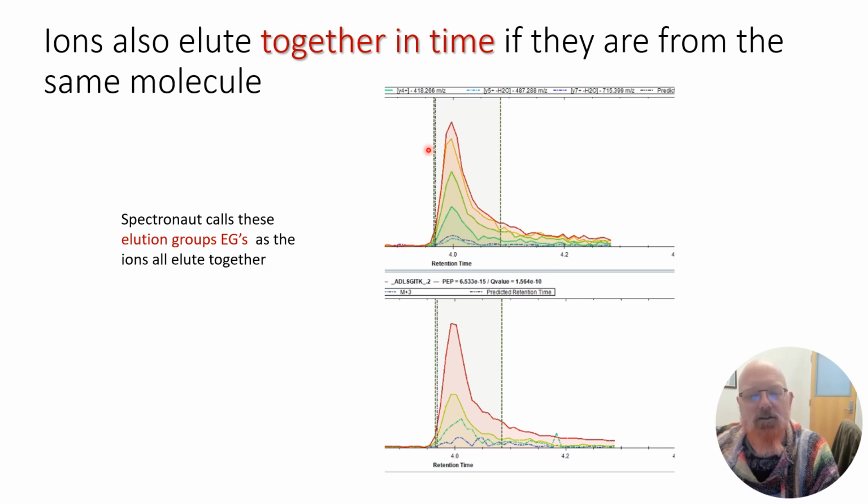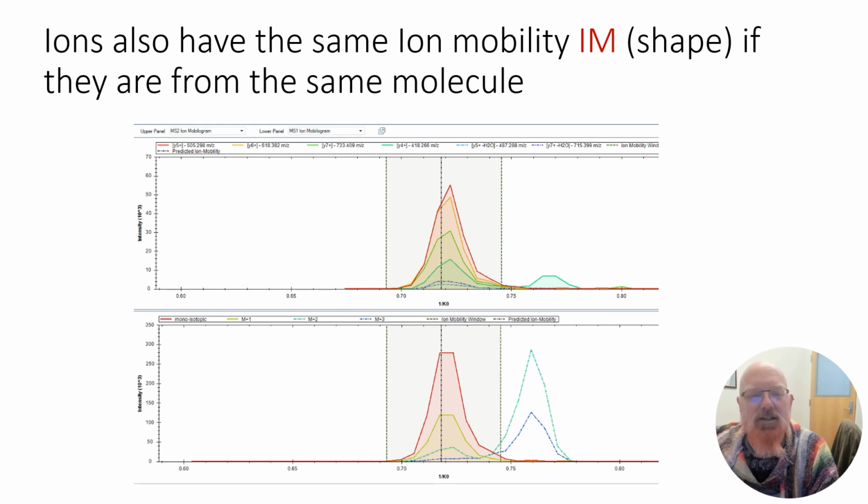So again, these elute in time. This would be the intact mass of the peptides. These are the fragment ions. And you can see because they're from the same molecule, they elute at the same time. This is what Spectronaut calls elution groups, because they're groups of ions all eluting at the same time. Pretty clever, huh? I don't know if anybody besides Spectronaut calls them elution groups, but I guess it's pretty apt, so that's kind of cool. Okay, so ions also have the same ion mobility if they are from the same molecule.